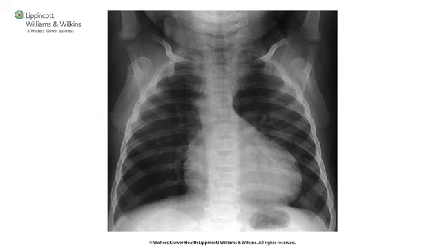Now, the classic X-ray finding with tetralogy of Fallot is that the heart looks vaguely boot-shaped on chest X-ray because of right ventricular hypertrophy. So, if they show you a boot-shaped heart in an infant, I want you to think about tetralogy of Fallot.